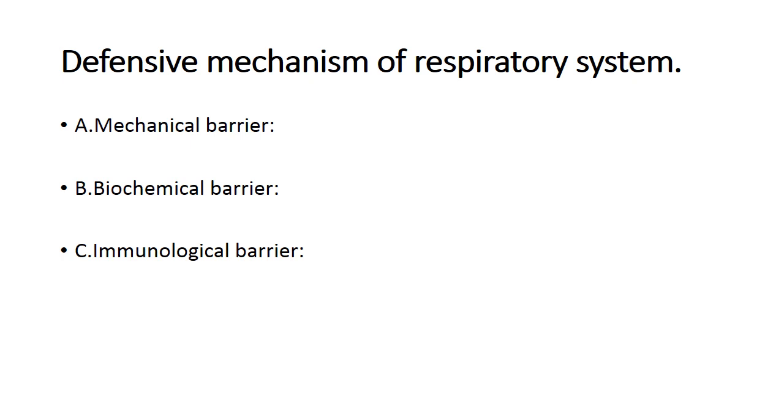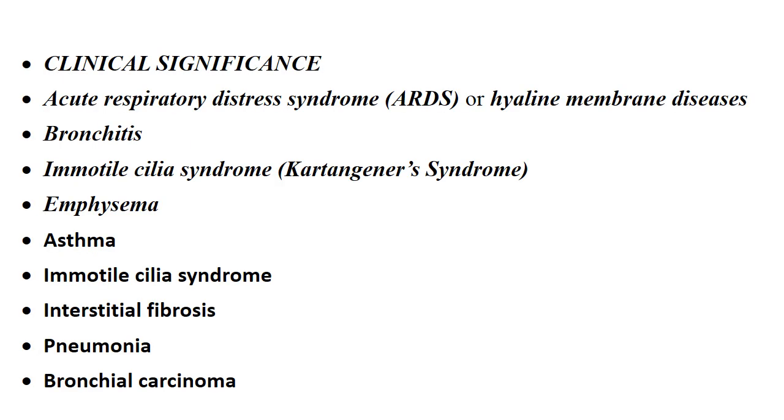Then the biochemical barriers like lysosomes are phagocytic and bactericidal. Interferons have an antiviral effect. Then we also have the immunological barrier. We know that the respiratory tract has lymphoid tissue in the lamina propria and submucosa, and it prevents entry of microorganisms. Also, the respiratory tract is rich in immunoglobulin A. So these are a few barriers which act as defense mechanisms for the respiratory tract.